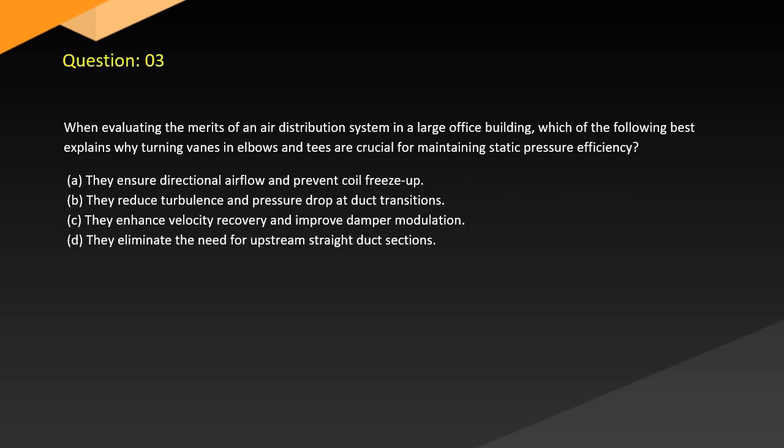Question 3. When evaluating the merits of an air distribution system in a large office building, which of the following best explains why turning vanes in elbows and tees are crucial for maintaining static pressure efficiency? A. They ensure directional airflow and prevent coil freeze-up. B. They reduce turbulence and pressure drop at duct transitions. C. They enhance velocity recovery and improve damper modulation. D. They eliminate the need for upstream straight duct sections.